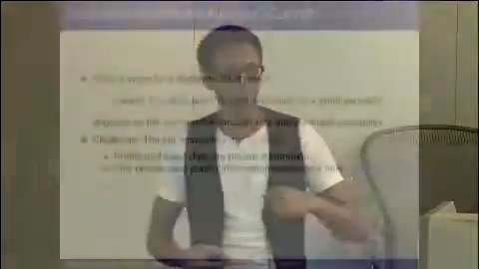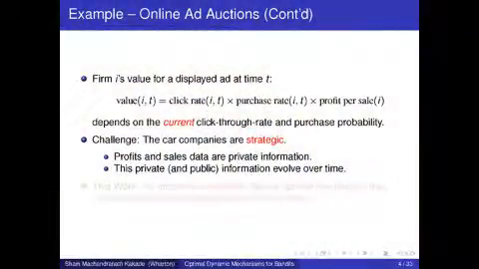So that's the value. And these purchase and click-through rates, we can think about as the posterior estimates of what these rates are given what's occurred the previous times we pulled this arm. The key issue is that the car companies are strategic and they don't necessarily want to divulge this information to the search engine. In particular, the profits and sales data are private information, so only the car companies know the probability of a purchase, and only they know the profit per sale.